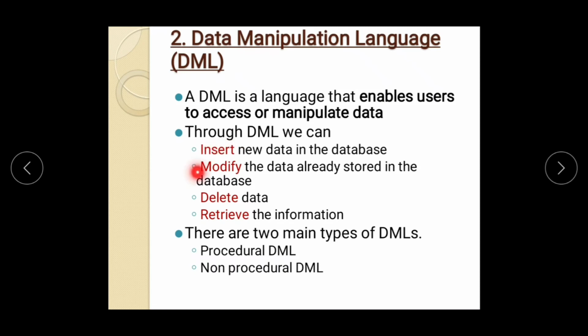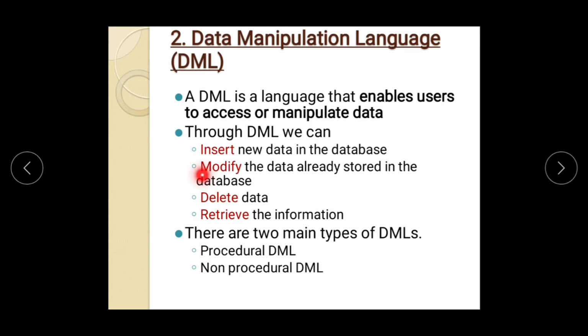Suppose we want to update a particular student. At the beginning of the admission, only 55 students were there. After one month, 2 more students were admitted. In that case, we can update the database. Or if one student has left, we can remove that data. That is called modifying the data already stored in the database.